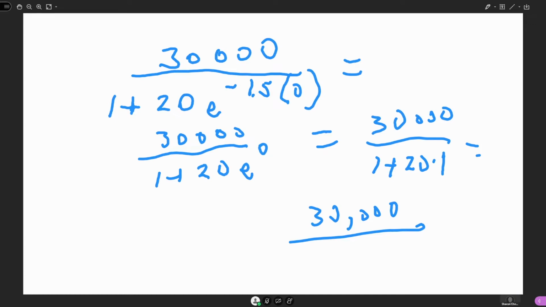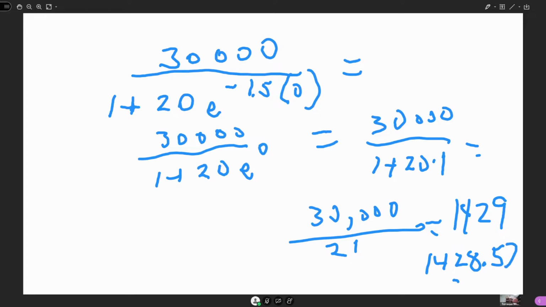So if you divide this by 21, this will tell you how many people were sick in the city before the disease hit. You should get 1429 probably, because it's 1428.57, we'll round up. It was really 1428.57, but that's more. So we'll say this many were sick. Everybody okay with that? You may round it up.